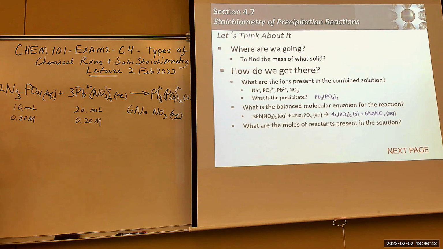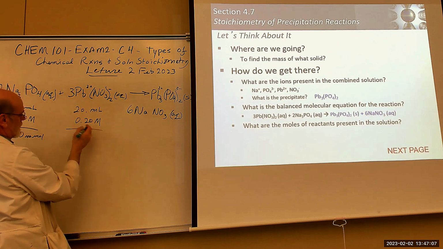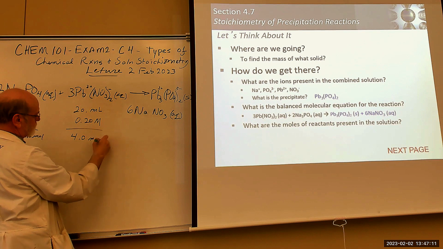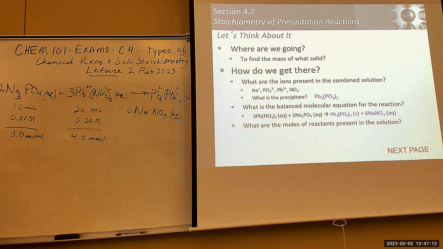So how many moles of this? Well, molarity times volume is moles, correct? That's how we get the moles in this case. Not molar mass, but molarity. So if we multiply this one times this one, we get what? 3 millimoles. Right? Milliliters times molarity. How about this one? This one has 4 millimoles, right? Okay. Now, how do we tell?